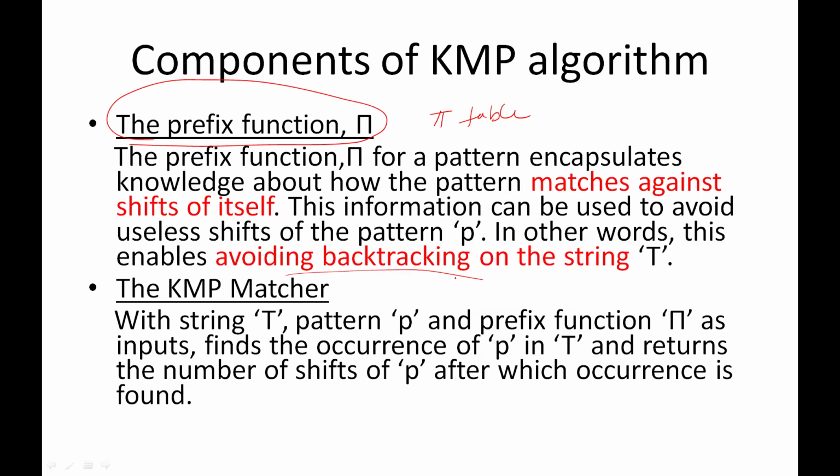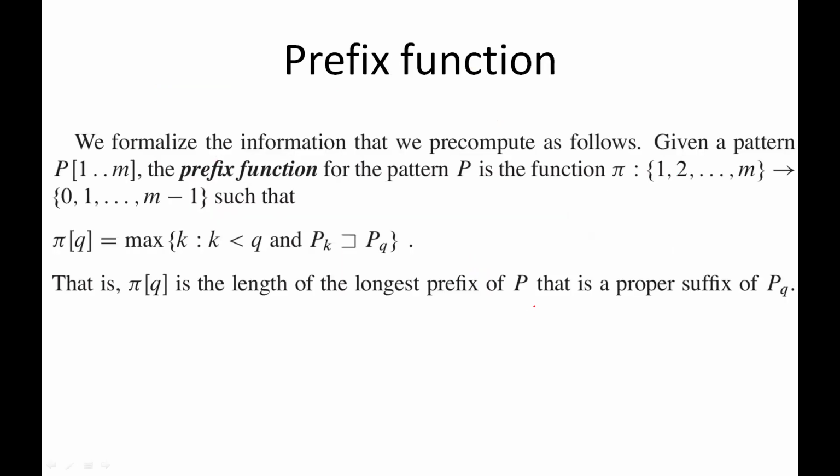We'll look at the examples, and you'll understand it better. In the KMP matcher, it will find the occurrence of P in T and return the number of shifts that have occurred to find the actual pattern. So this is the basic idea of a prefix function.